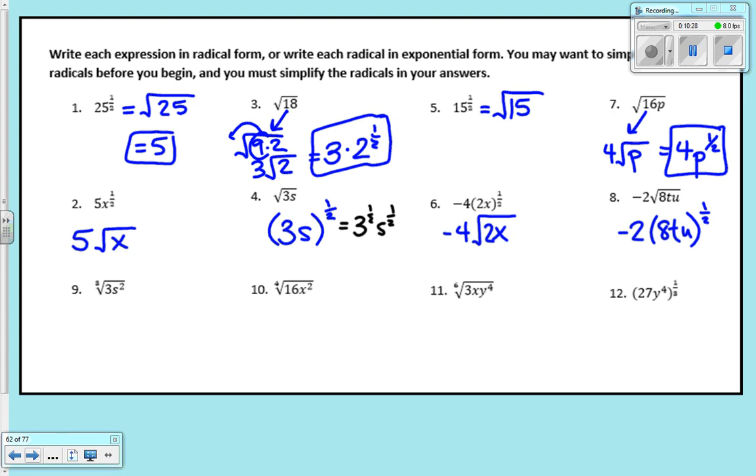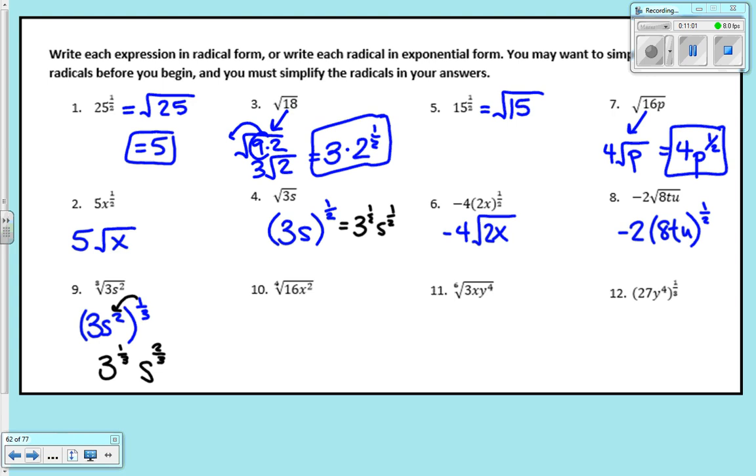Okay, this bottom row starts incorporating the different types of radicals that we have. So number 9, for example, is a cube root. So that means 3s squared is all being raised to the 1/3 this time. Okay, and remember, like I said before, on number 4, we could distribute this 1/3. So really, if I wanted to, I could rewrite it as 3 to the 1/3 and s to the 2/3. I got 2/3 because I multiplied 1/3 times 2.